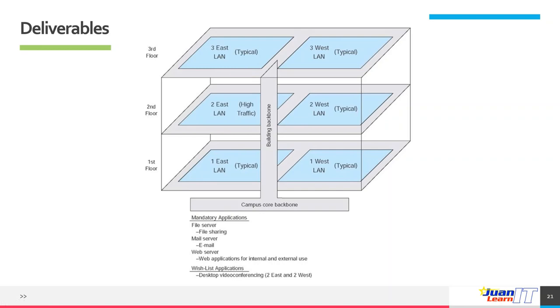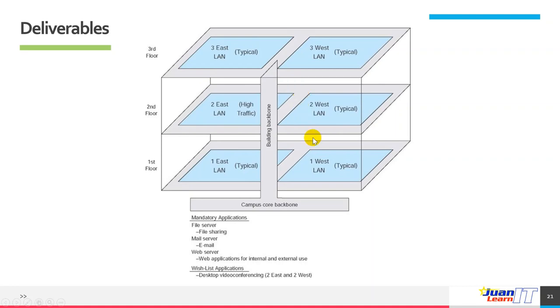This is a LAN, or local area network. It shows the result of the needs analysis for one of the New York parts of the network presented earlier. The figure shows the distribution and access parts in the building, with a series of six access LANs connected by the distribution or backbone network, which in turn is connected to the campus area network core BN. One of the six LANs is highlighted as a high traffic LAN, whereas the others are typical. Three mandatory applications are identified that will be used by all the network: email, web, and file sharing. One wish list requirement is desktop video conferencing, which is also identified for a portion of the network.